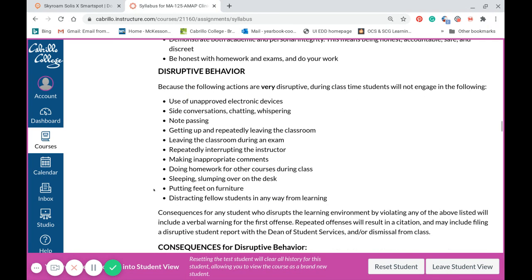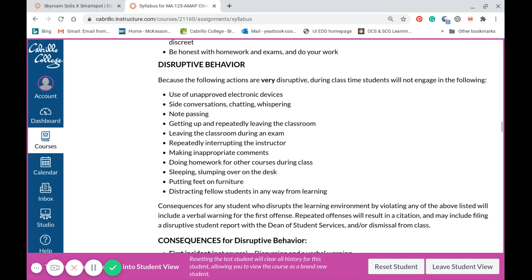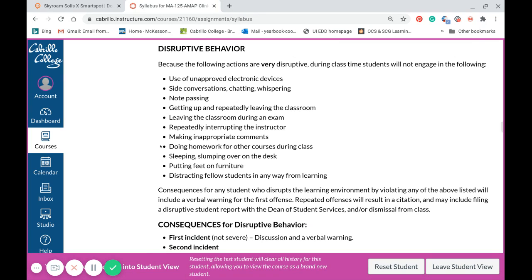Okay. There's a description here of examples of disruptive behavior. Hopefully this isn't an issue at all for us either. One of them definitely is electronic devices, which can be very disruptive to your fellow classmates, and side conversations, getting up and repeatedly leaving the classroom. We're not going to be taking our exams in the classroom, so that doesn't really apply here, but working on homework while you're here in the lab. We just need to make the best use of our time while we're here.